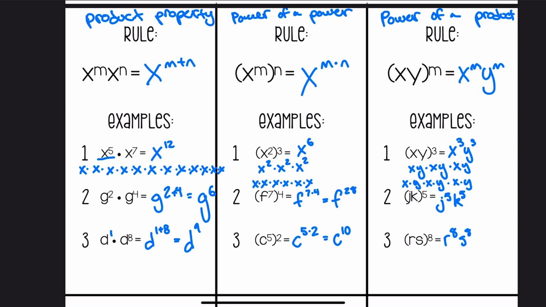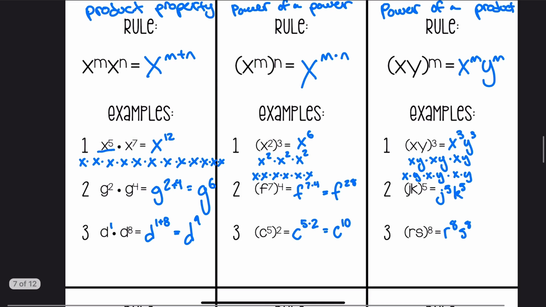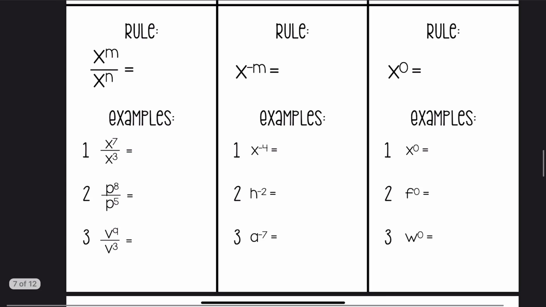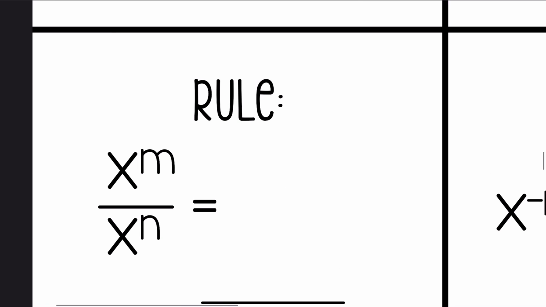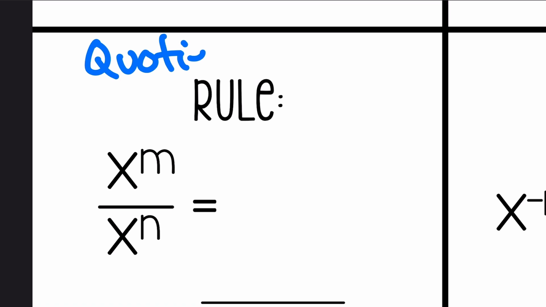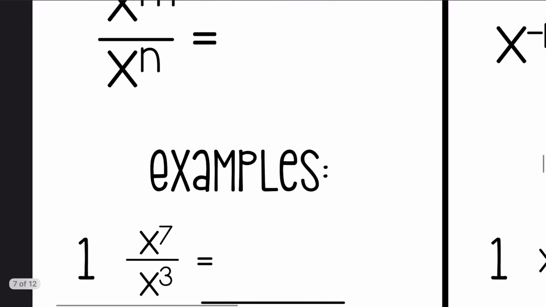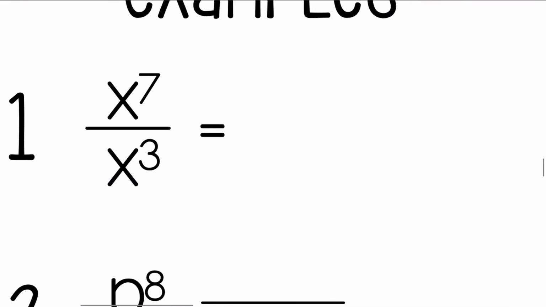All right, y'all. Let's finish up these notes and do the last three properties that we have for our exponents. All right. So next one we have is going to be over here. This is our quotient rule, or our quotient property. So let's take a look at an example and see what that looks like.